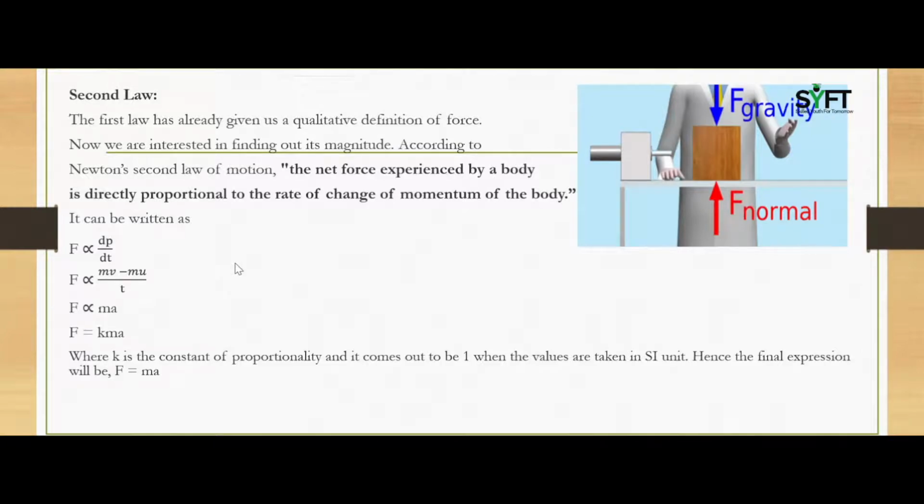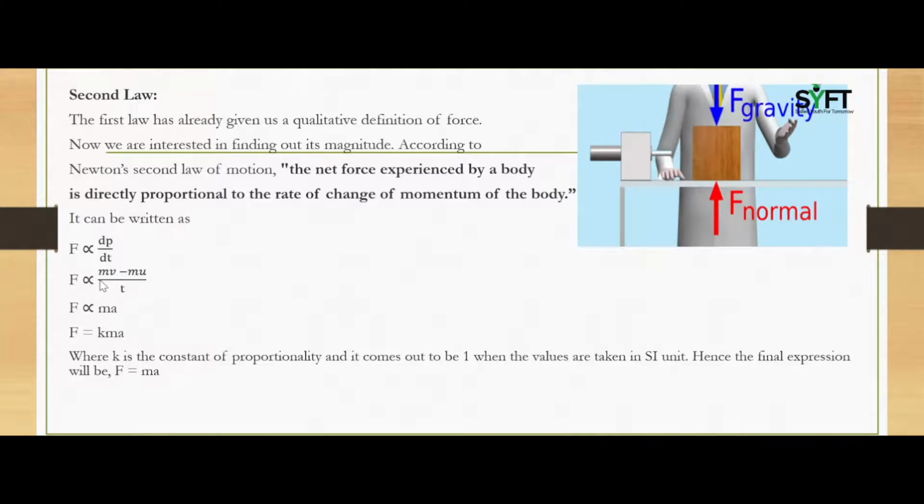So let the external force be F, initial velocity be u, final velocity be v, the time interval be t. So here p1 will be your initial momentum, that is mu. P2 be the final momentum, that is mv.